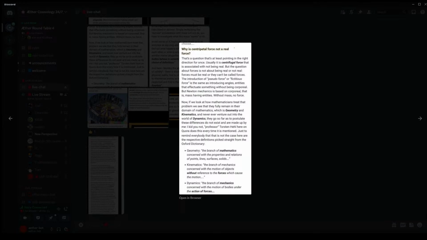Here are the respective definitions picked straight from the Oxford Dictionary. Geometry: the branch of mathematics concerned with properties and relations of points, lines, surfaces, and solids. Kinematics: the branch of mechanics concerned with the motions of objects without reference to the forces which cause the motion. And then there's dynamics, which is the branch of mechanics concerned with the motion of bodies under the action of forces. And then he goes into the other part I wanted to read, where he explains that something that has no degree of freedom cannot push you.